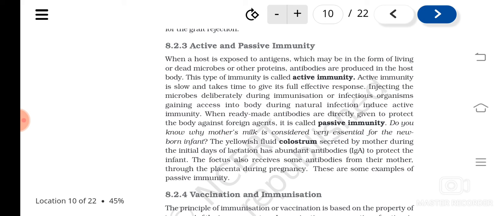Understood? Here the body is not preparing the antibody. Here we are giving the ready-made antibodies. But in active immunity, how is it? The body is allowed to prepare the antibodies, even in vaccination.